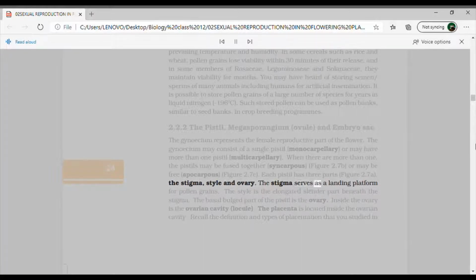The stigma serves as a landing platform for pollen grains. The style is the elongated slender part beneath the stigma.